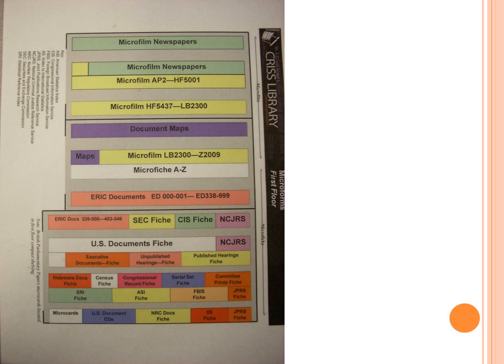This is a map of where the different microfilms are in the library in relation to each other. The microfilms can be found behind the help desk on the first floor. Closest to the help desk, there are the microfilm newspapers, and then it breaks into a section of microfilm which uses Library of Congress call numbers, much like the rest of the library's collection. There is a break in the collection of microfilms for the document maps and other maps.